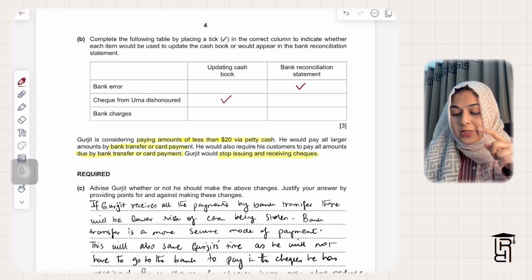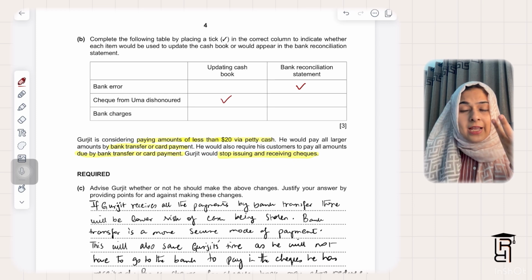So I'm going to tick the updating cash book column here. Bank charges.